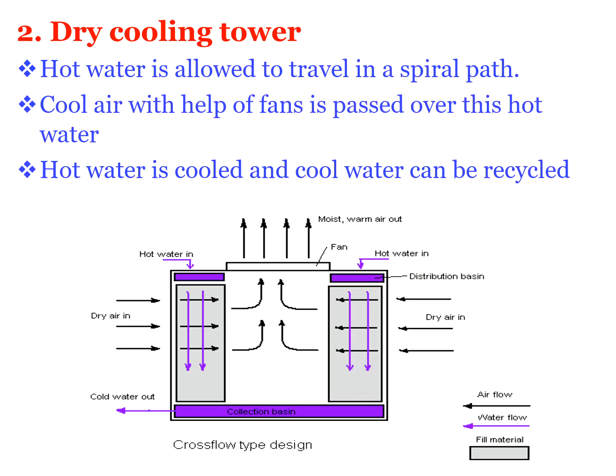The next is the dry cooling tower. It is also used to cool down the hot water. Here the hot water is first allowed to travel in a spiral path, and then cold air with the help of a fan is passed over this hot water, and the hot water is cooled. Finally, when the water is cooled down, this water will be recycled.